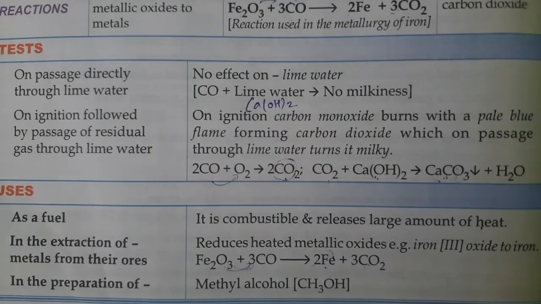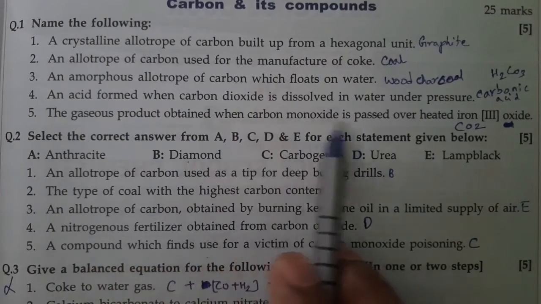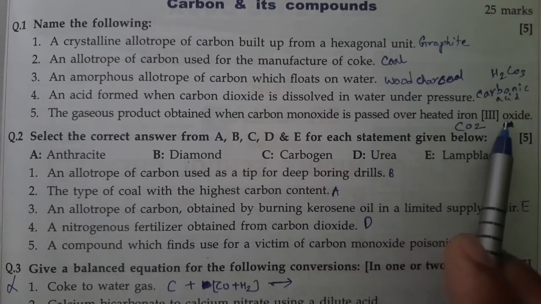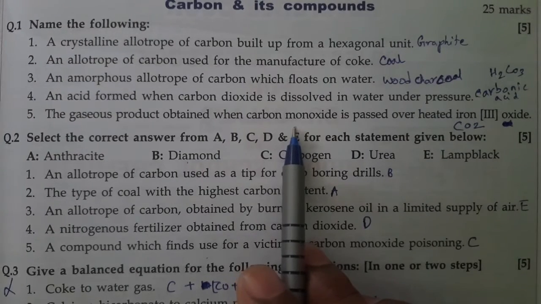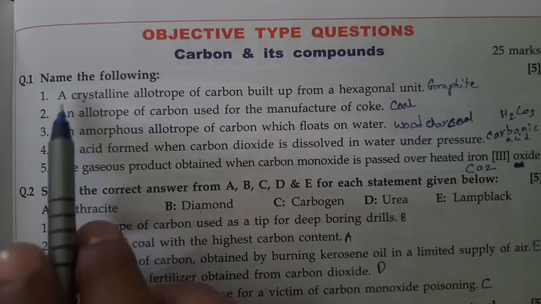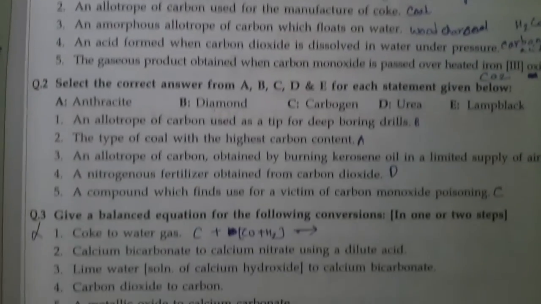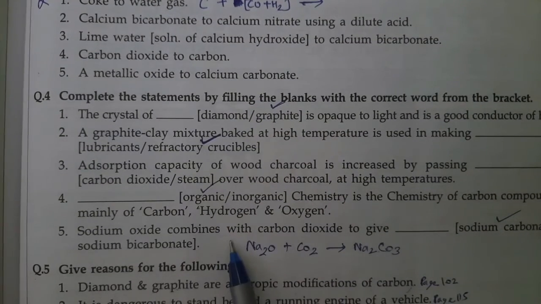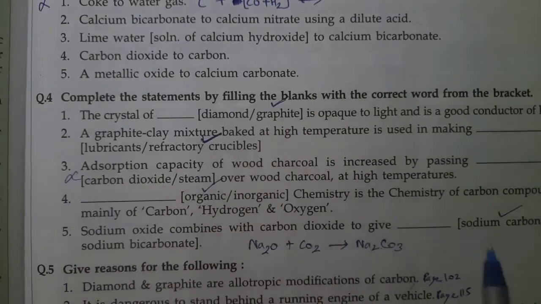Now, let us see the 2 questions related to this. Just now I said the gas produced when carbon monoxide reacts with iron 3 oxide, Fe2O3, I have shown you in the previous page, so we get carbon dioxide gas. So by this, question number 1 answer is complete. You can mark it in the book, you can learn it from the book. Even question number 2, everything is complete. Question number 3, no need to do. Question number 4, everything is complete. Except 3, no need to do.